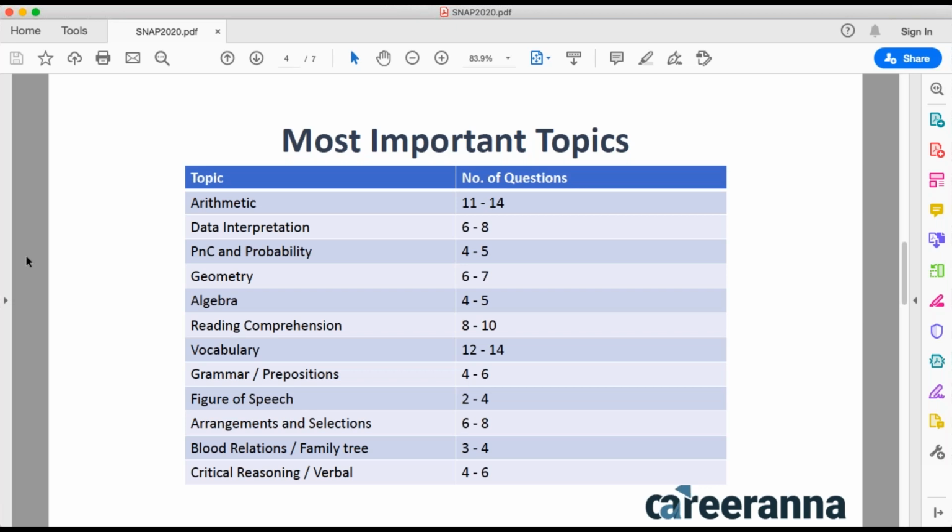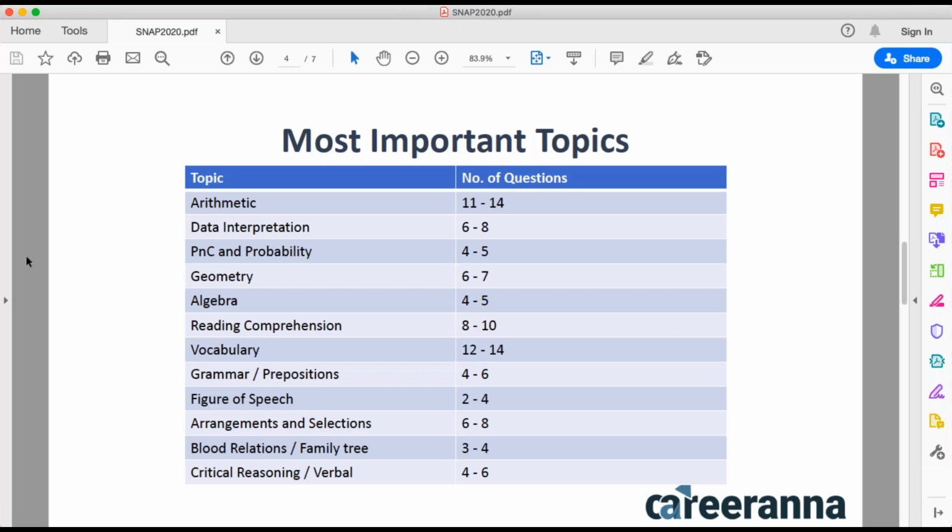Coming to verbal, vocabulary plays a very important role, 12 to 14 questions. How to prepare vocabulary? There is a vocab ebook in your course. Once you are done with that, you can Google for a GRE high frequency word list PDF. Do those words as well. These two things would take care of the maximum part of vocabulary.